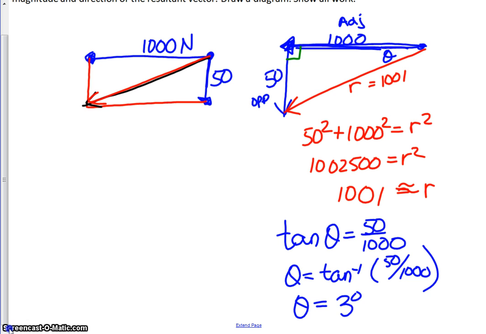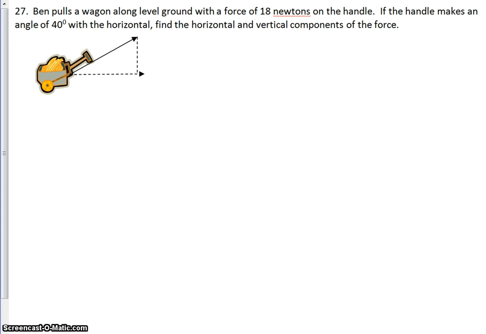Okay? So not a very big angle, but enough of an angle that it kind of shows why, and it's not a big angle because we have such a big Newton force here to a smaller Newton force here. I should have put newtons here, by the way, for my 1,001. Let me do another example.